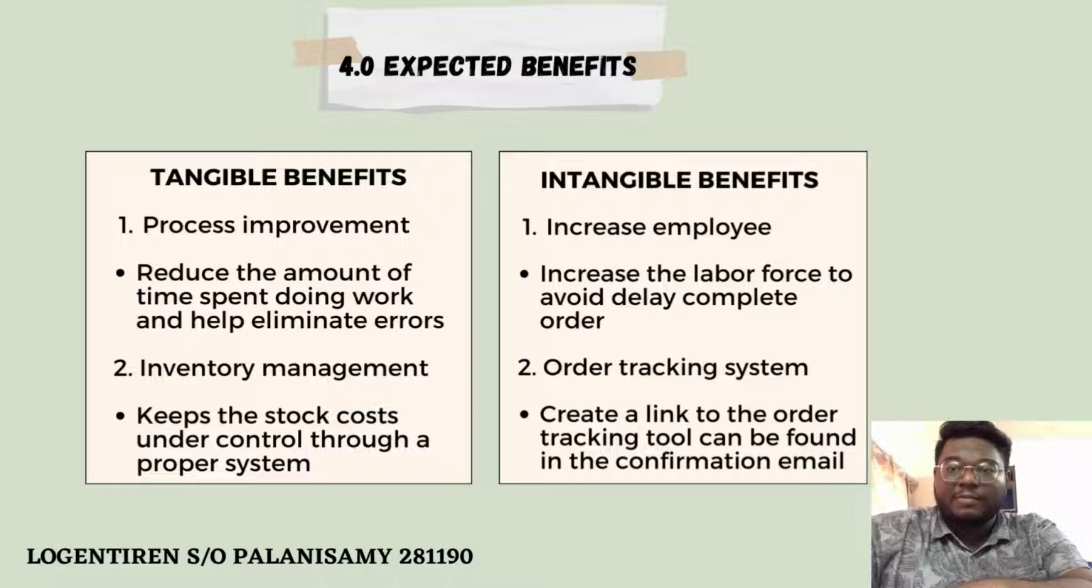The second intangible benefit is the order tracking system. A link to the order tracking tool can be found in the confirmation email. The order tracking system is very important to the deliverable, which helps the organization automate the process and reduce manual errors. All these help the organization successfully increase efficiency and reduce person dependency. So that's all from me.